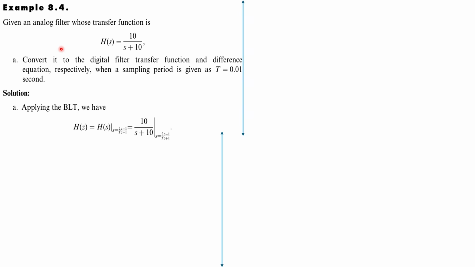Some more questions you can check here. Here an analog filter whose transfer function is given, and you have to convert it into the digital filter. So how will you convert if the sampling period T is given? So bilinear, we are going to use the BLT transform.